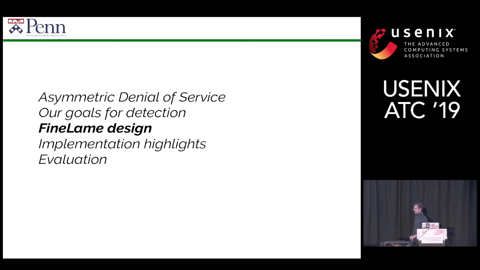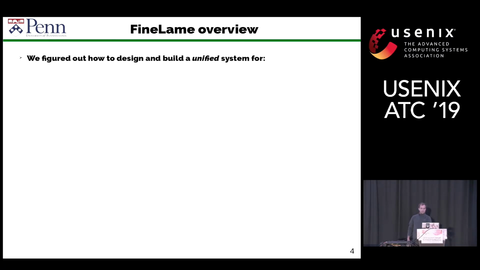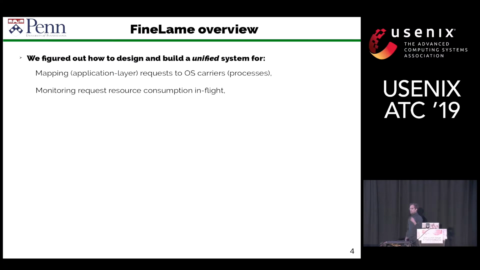So let's have a look at FineLame. How did we actually build this system to detect those attacks? Well, first, the big outline is that we figured out how to build a unified system, which is doing basically four big things. The first one is to map application layer semantics to operating system carriers. Think about request tracing. We need to know that HTTP request 120 is being executed by PID 2000. Second, our system allows us to monitor request consumption in flight, meaning as soon as you allocate memory through malloc, for example, we'll be able to account for it for this request.